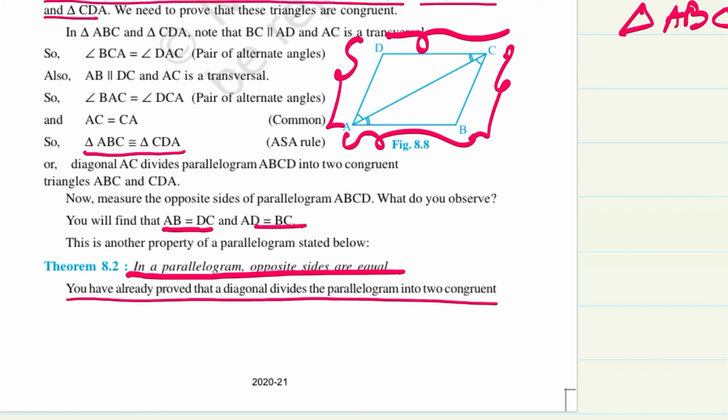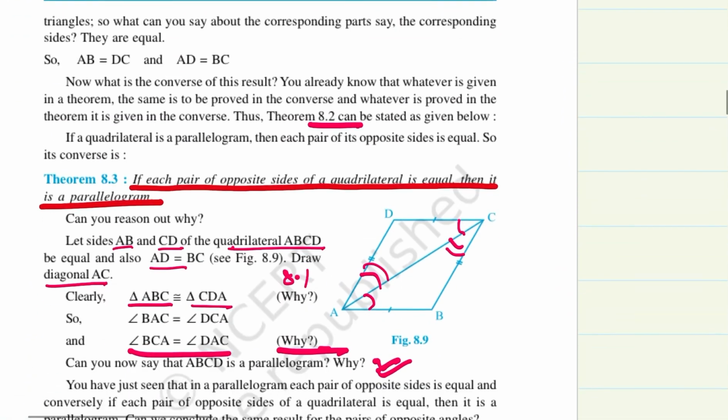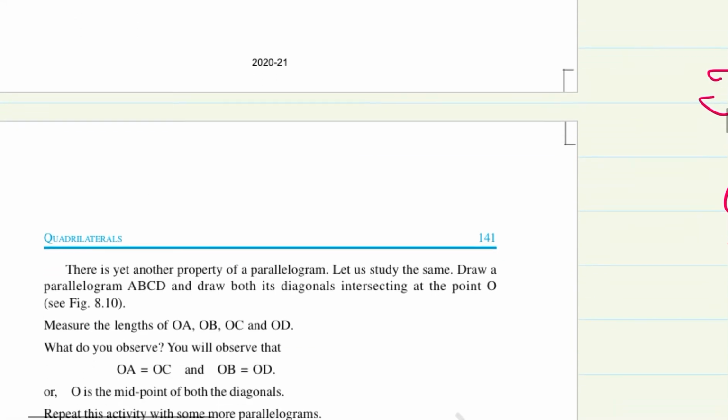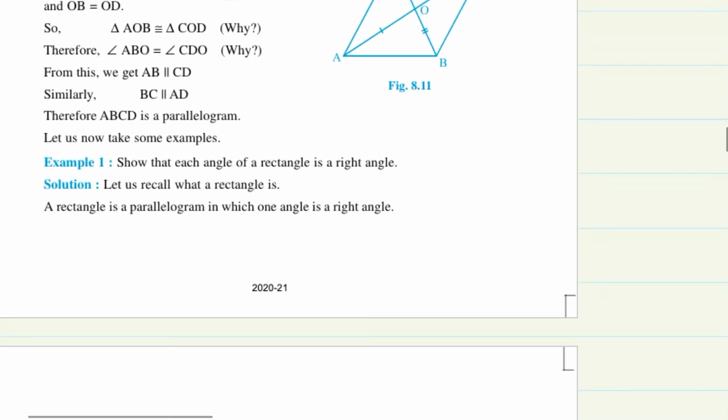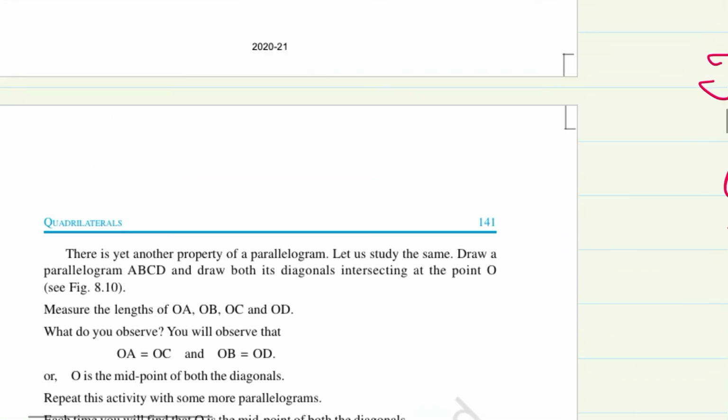This is in triangle ABC and CDA, BC is parallel to AD and AC is the transversal. So you can note down whatever is the statement for given and whatever is the statement for proof. And remember the properties. In the next session, we will be understanding three more properties of parallelogram.